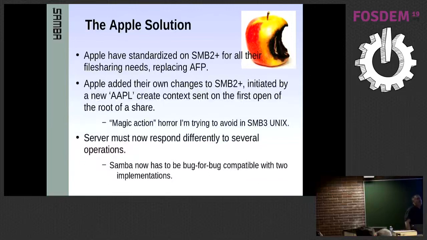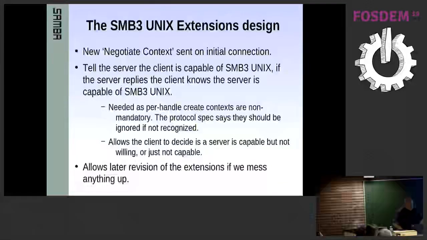So, you know, this magic action means the server must now respond differently to various different operations. And the effect of this is that poor Ralph from Cernet, who was the original AFP maintainer for the FP server on Linux, who now maintains the Apple compatibility with Samba. Samba used to claim we were bug for bug compatible with Windows. Now we have to claim we're bug for bug compatible with Windows and Apple. So he has to duplicate the same bugs that the Mac server has in order to make the Mac clients run. So this is a pain.